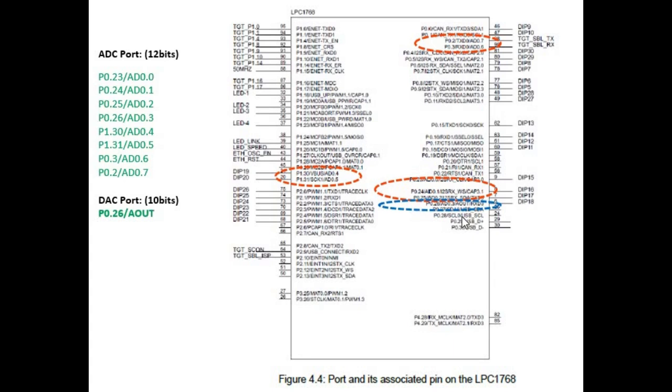Okay, so this is the pin diagram for DAC in LPC1768, whereby we can only use port 0 pin 26 for DAC. This one is the analog output. Unlike ADC, which can use 8 GPIO pins, for DAC we can only use port 0 pin 26 for analog output.